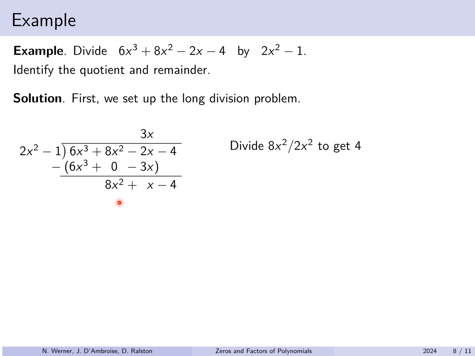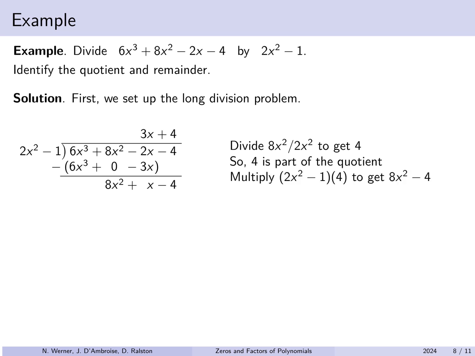All we have to do is repeat the same steps. What's 8x squared, the largest power here, divided by 2x squared, the largest power here? Well, the x squareds cancel completely, and you simply get 4. So 4 is part of the quotient. It goes with the constant term. Put it there. Now I'm going to multiply that 4 by the 2x squared minus 1. That gives us an 8x squared minus 4. We have a 0 here for the linear term, don't forget.